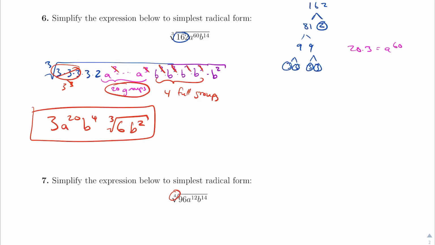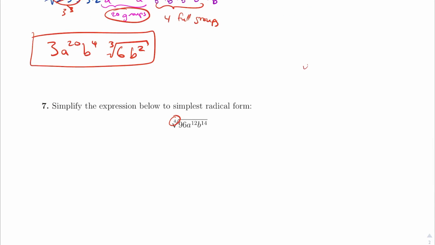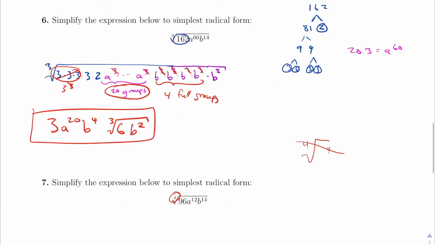So now when you think about 4th roots, think about what group size you're trying to break these into so that you get your 4th roots and 4th powers canceling. Good luck, guys, with problem 7.